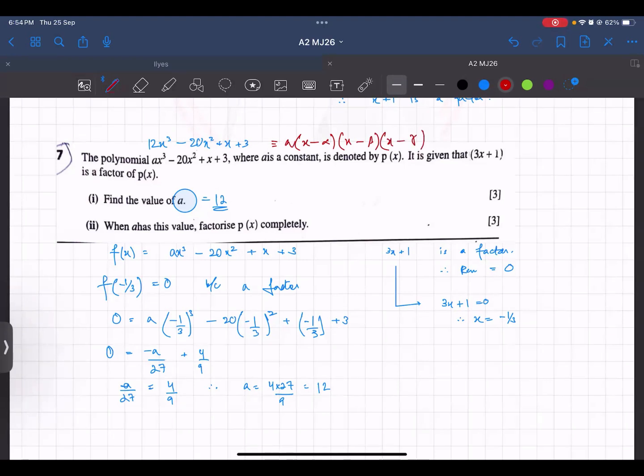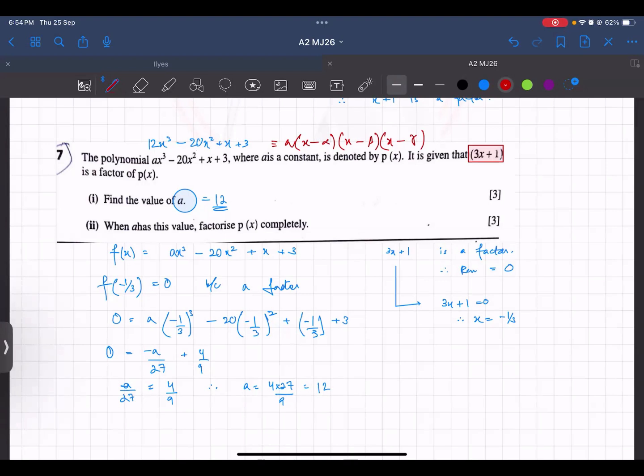A quadratic equation has 2 factors. A cubic equation has 3 factors. So you already have one factor, 3x plus 1. This is the first factor. They've already given it to you. Now you need the other two factors.